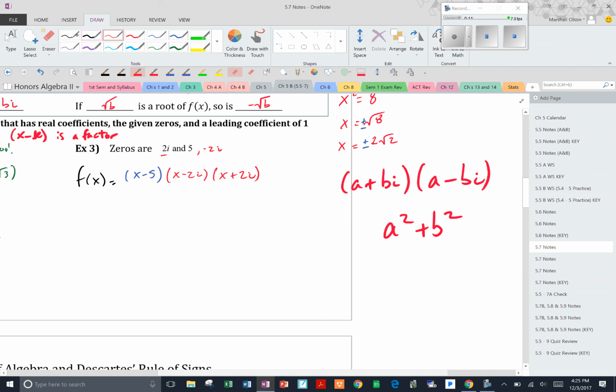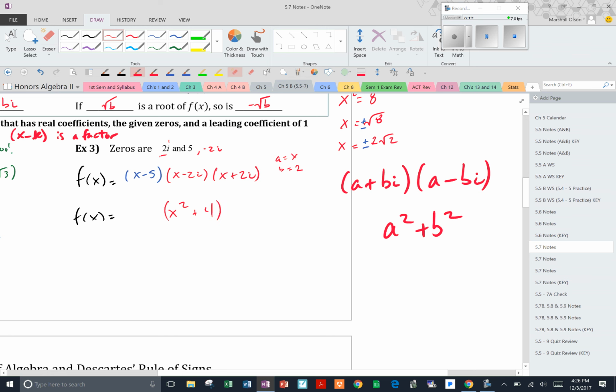All right, let's see. f of x is going to equal. Let's distribute out our two conjugates first by using that pattern. It's going to be x squared. B in this case is just 2, so we don't need the i there. We just say it's a squared plus b squared.